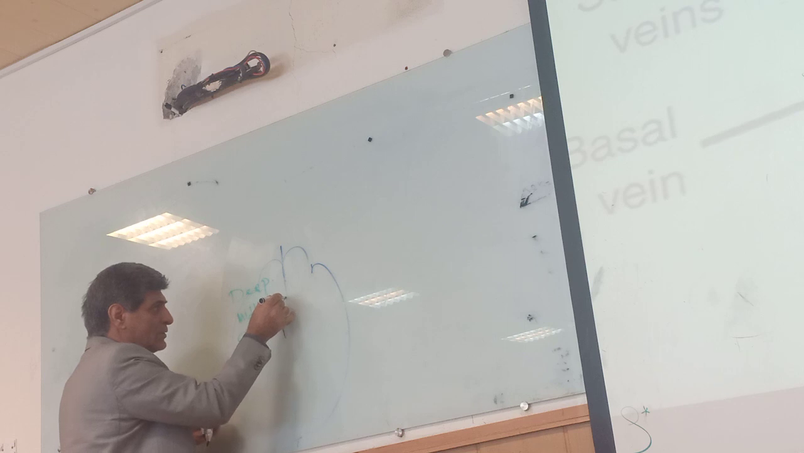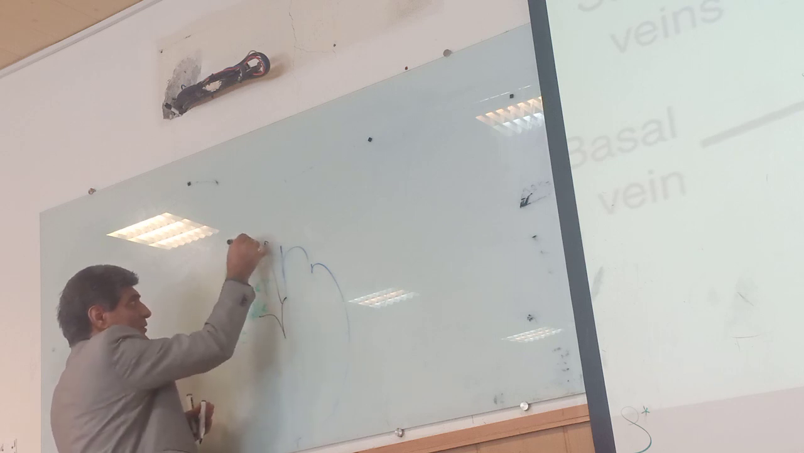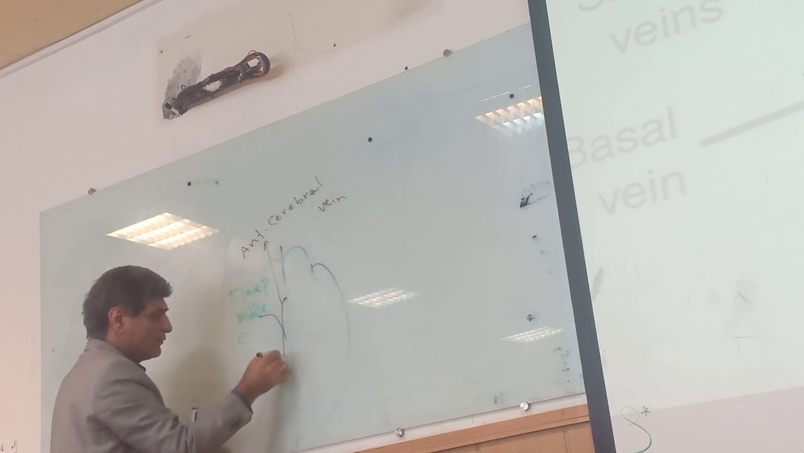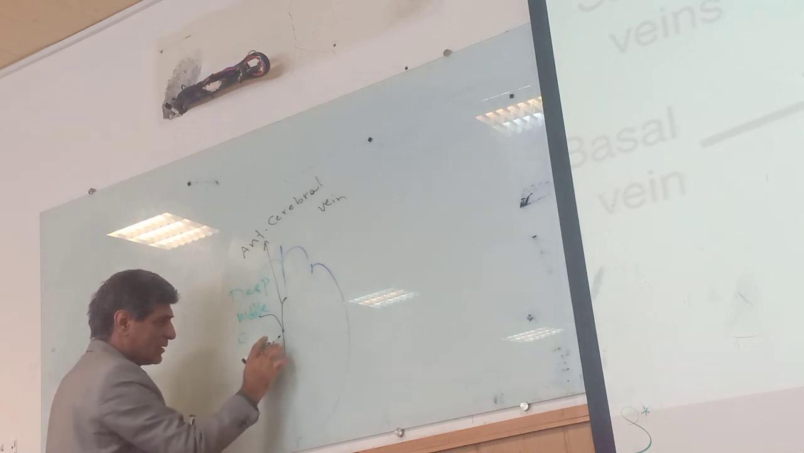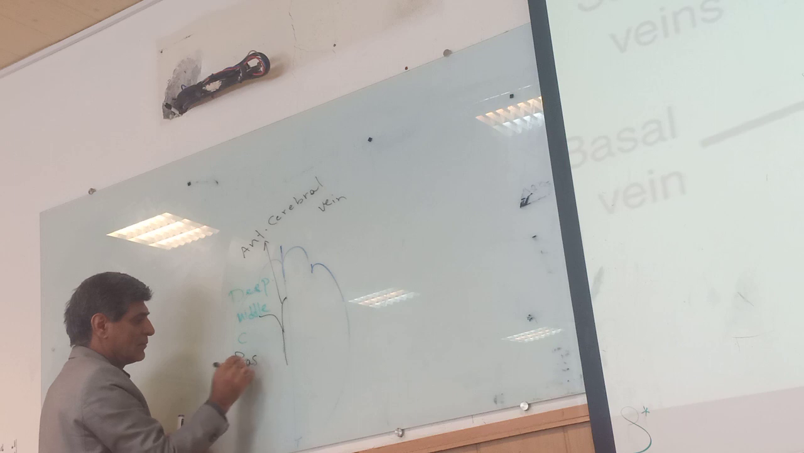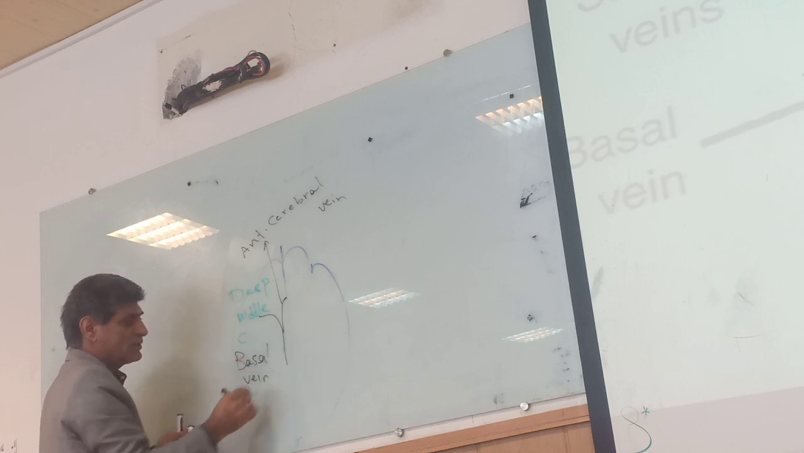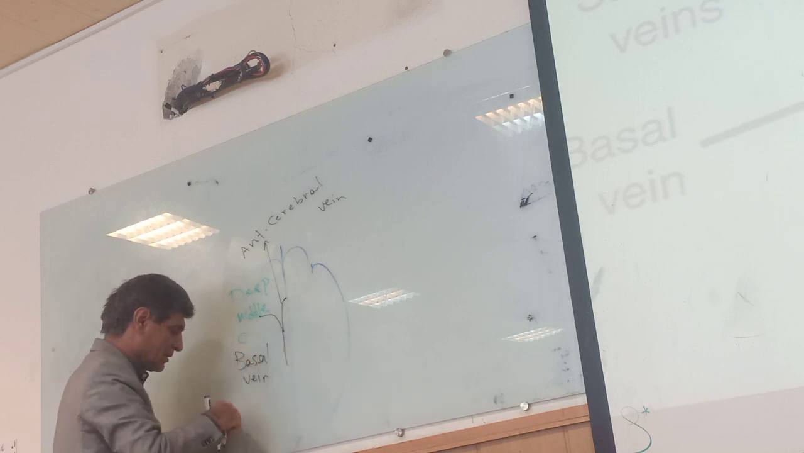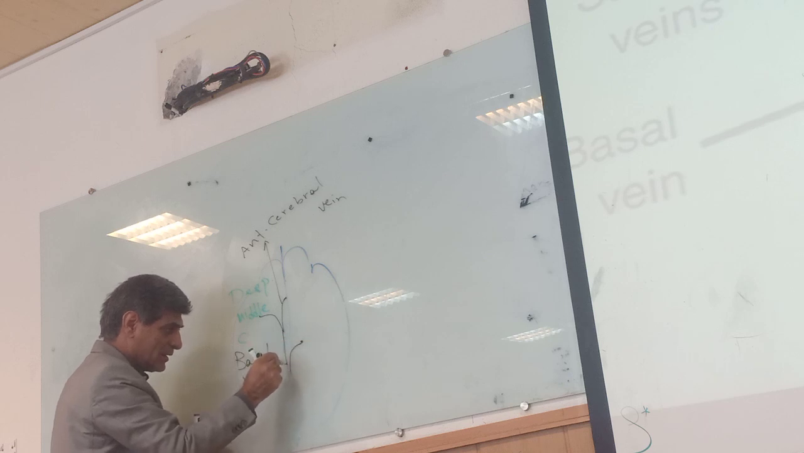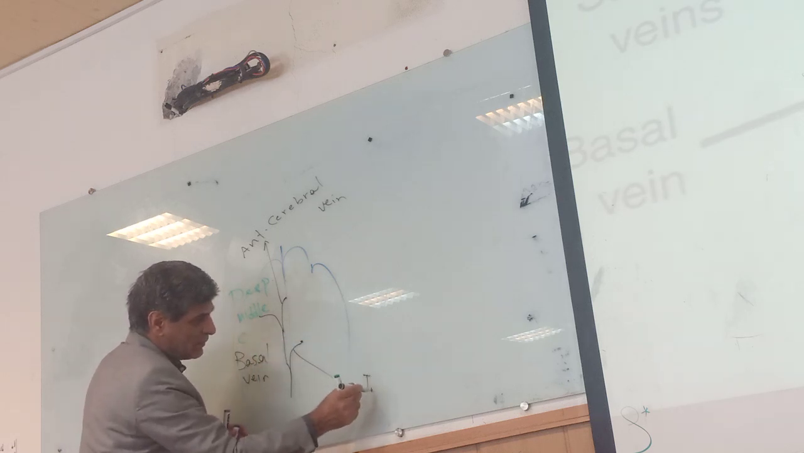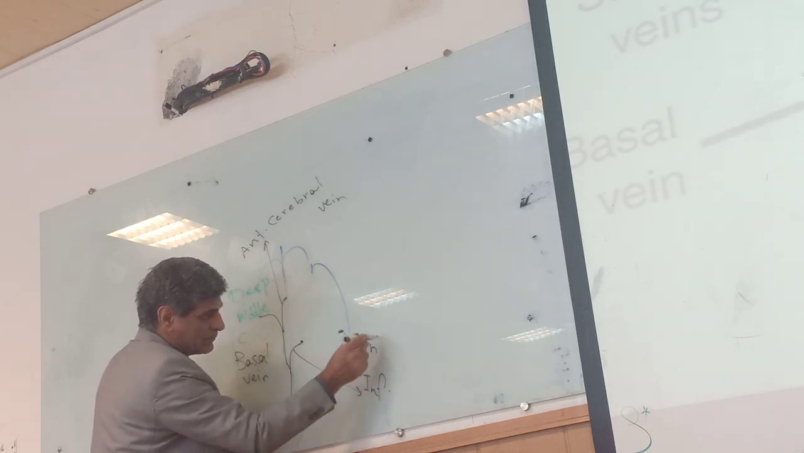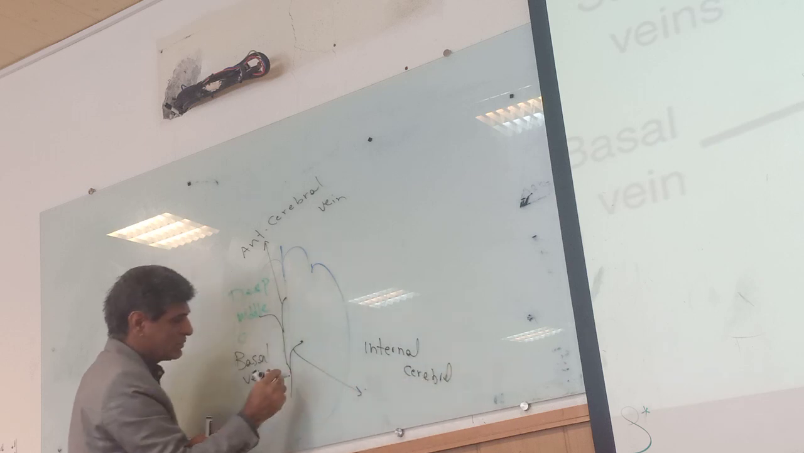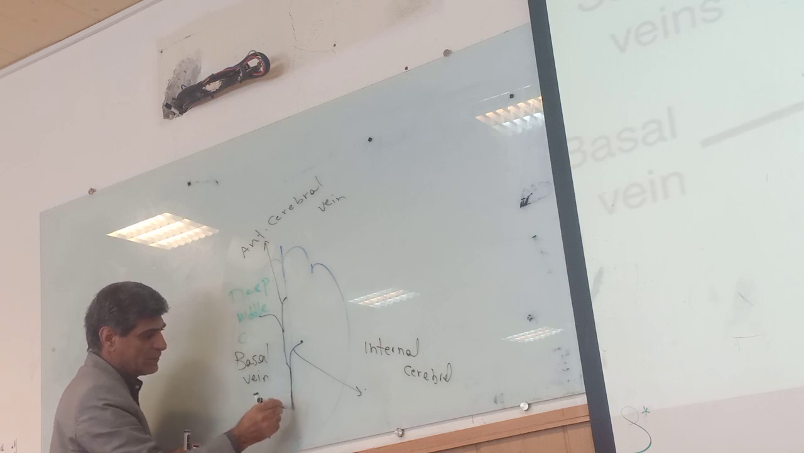Formation of the anterior cerebral vein: which vein forms it? The basal vein. Basal vein formation, but from which vein? The internal cerebral vein. Okay, the internal cerebral vein. Formation of which artery, which vein?